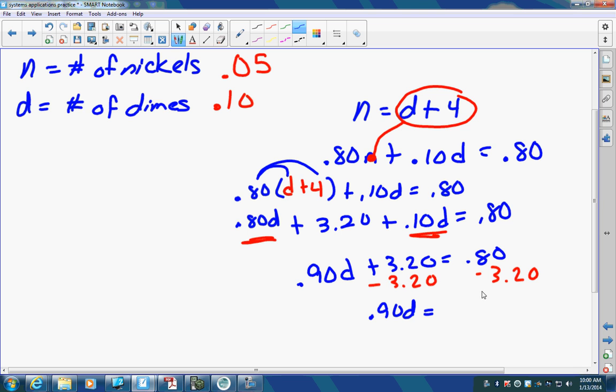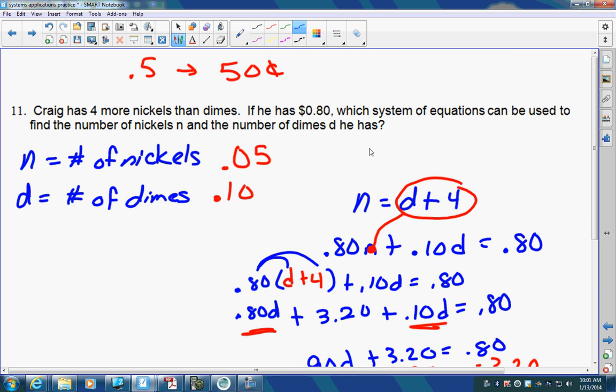Why is this not working? I already can see it's going to be a problem. Can anybody tell me what's going to be a problem? Take 0.80 minus 3.20. It's negative 2.4, right? It's going to be a negative number. And that's probably why at first we weren't going to solve it, because what it wanted you to do was find the system. They took away the multiple choice options. They wanted you to be able to write the system. And a lot of times when they do that, it doesn't work out nicely.